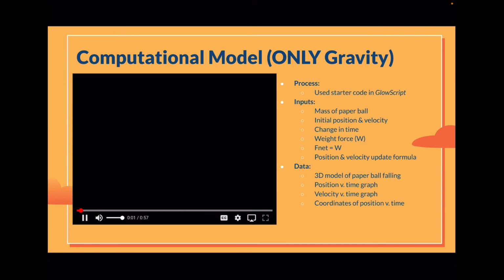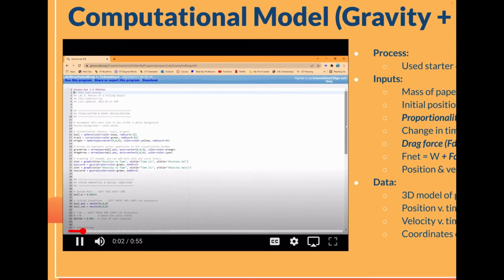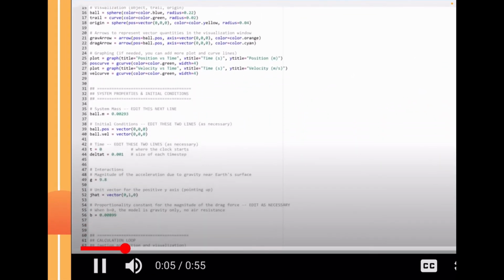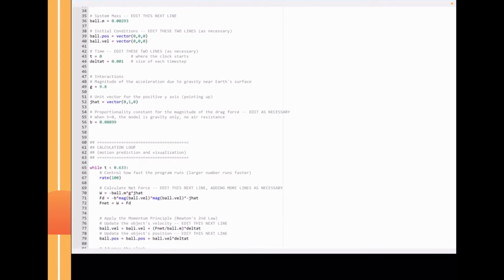Now we're going to add drag. Everything mainly stays the same, except for the proportionality constant, which is 0.00899. This was found by just guessing and checking and seeing when the final position matched up with the Tracker's final position, and that's how I got the proportionality constant. We also had to add in the drag force to our net force, so that's, of course, the formula we discussed in the introductory slide.